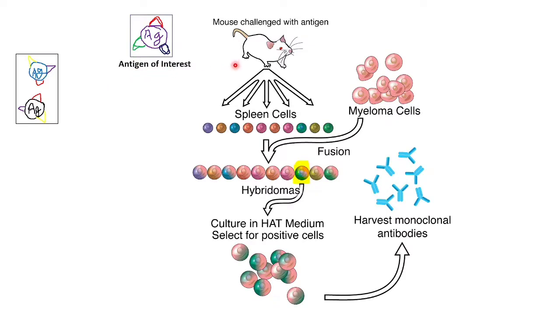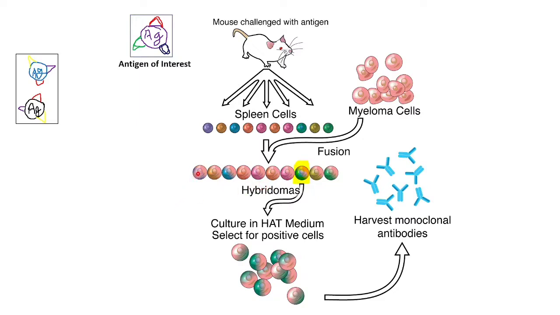What we do is immunize the mice with the antigen of interest, and during the next specific weeks, the antigen-specific B cells proliferate. So these are the antigen-specific B cells. Now, these antibody-producing B cells get fused with myeloma cells, so it will form hybridoma. This is nothing but a fusion of an antibody-producing B cell and a myeloma cell.